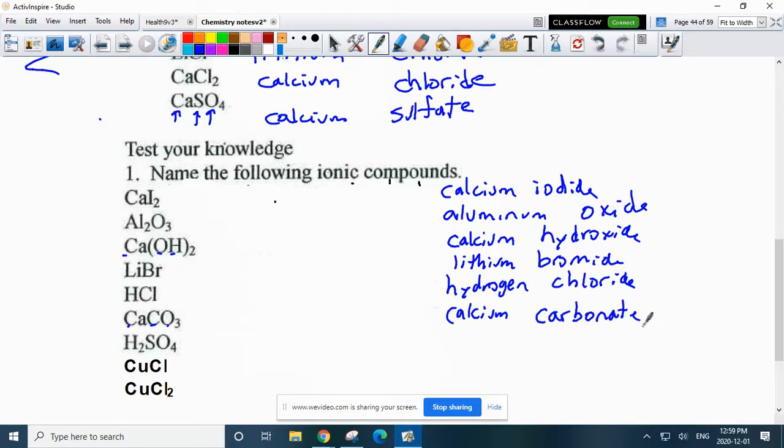H, oh look, 3 capitals again. So the front part, hydrogen. The back part of it, I'm going to look up SO4. And SO4 is in the third column, third from the bottom, it says sulfate.